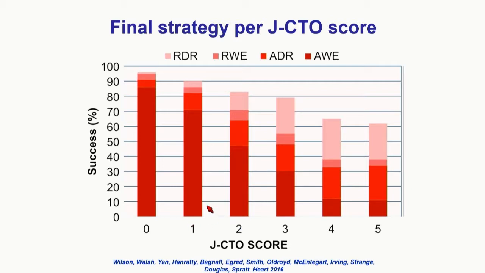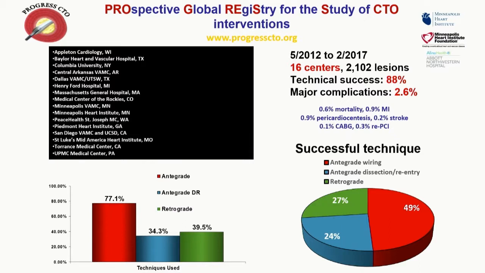The simpler the lesion, the more wires work almost all the time. The more complex it gets, the more you need to use the other strategies. These are some of the latest outcomes in more than 2,000 lesions, and you see that all techniques are being used. So in the coronary, at least, you cannot say, I'm not going to do dissection reentry, or I won't go retrograde, because you're going to decrease your success rate.